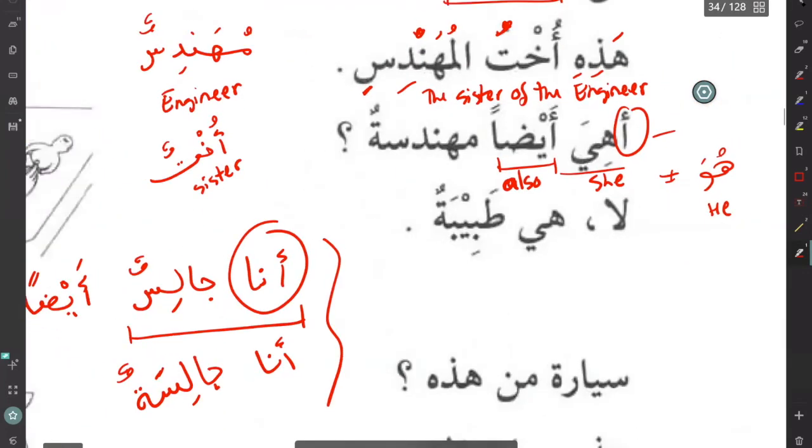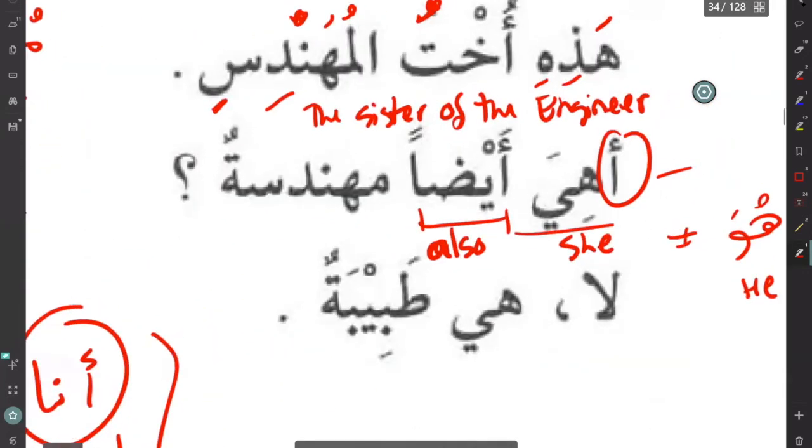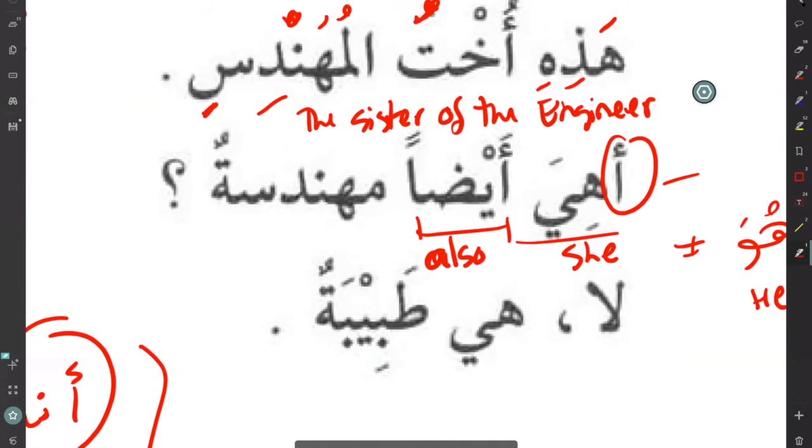So learn the word Aidan, it is a nice word also. So she's saying here Aidan Muhandis. Aidan, just like in English, you can move around. You can put it wherever you want. Like you can say, Ahia Muhandisatun Aidan. You can put the Aidan here also.